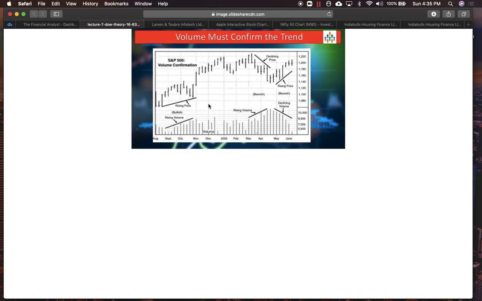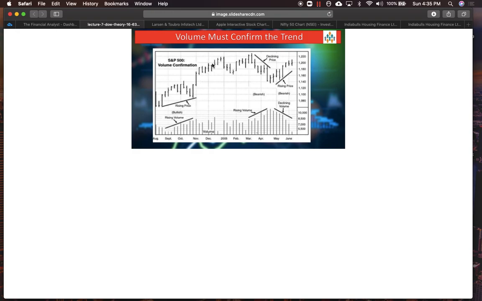Principle number five of Dow theory states very clearly: volume must confirm the trend. What does this mean? Let me explain with the example they have given on the S&P 500. If the price is rising, the volume needs to go up as well. They have to be in convergence, they have to move together. So rising price complemented by rising volume. What does it mean? It means if the price goes up, more and more people are buying. So people are convinced about the buying happening in the market. So this increase in price is sustainable.